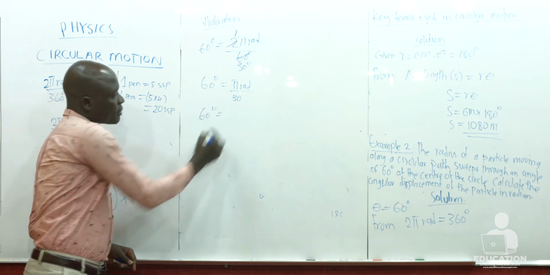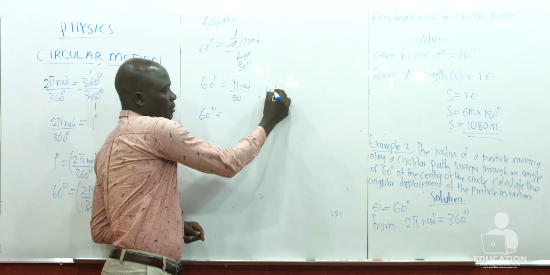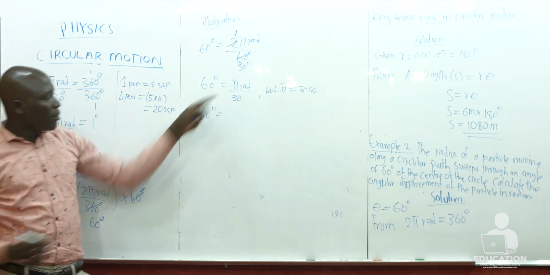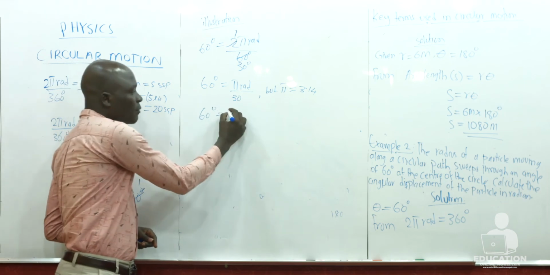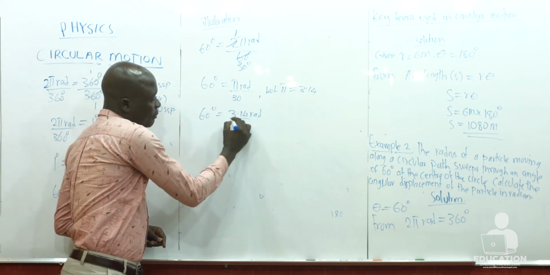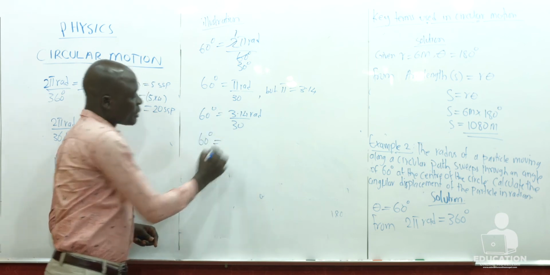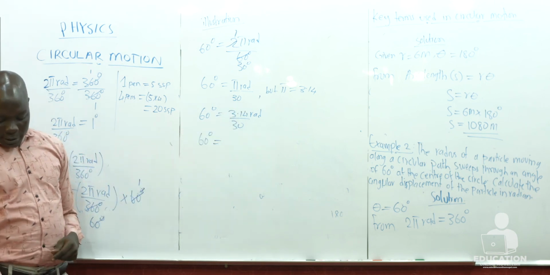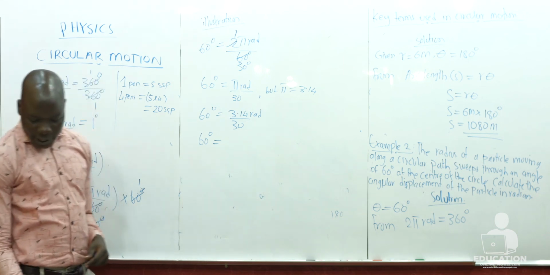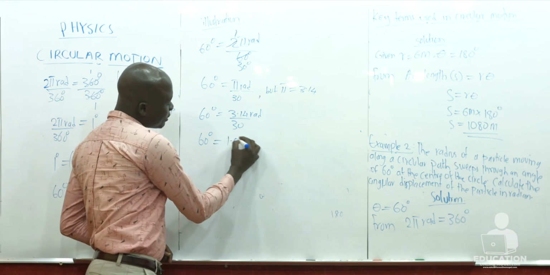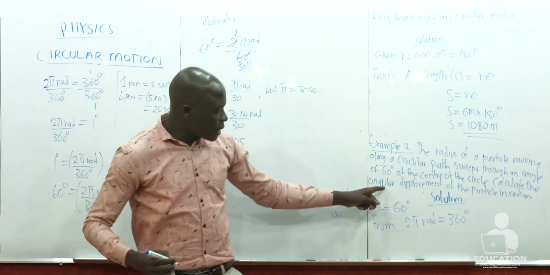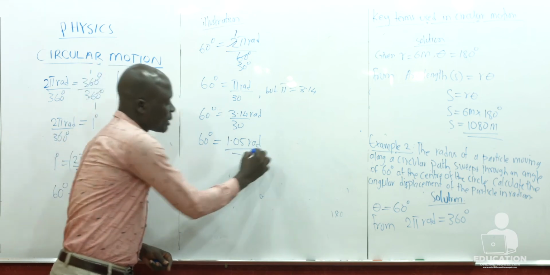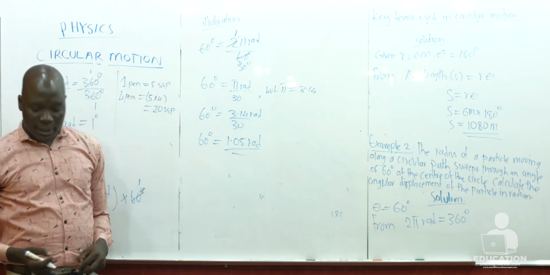Now 60 degrees is equal to, as we said, we take the value of pi, but pi is equal to 3.14. So when we substitute 3.14, you're going to have 3.14 rad divided by 3. Now what do we get when you divide 3.14 by 3? From our mathematics, we are going to get 1.05. And since the question says you have to get the angular displacement in radians, our unit is going to be rad. Just as I said, you can either write radians or rad.